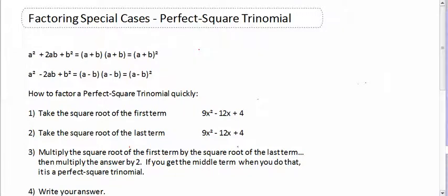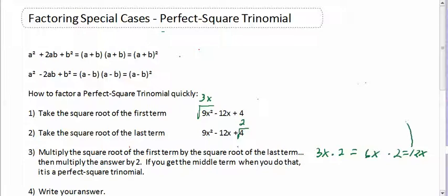Okay, so now that you've copied down the directions, the first one says take the square root of the first term. So we want to take the 9x squared, and the square root of 9 is 3, the square root of x squared is x. Take the square root of the last term, square root of 4 is 2. Then it says multiply the square root of the first term by the square root of the last term. So we're going to go 3x times 2, which is 6x. Then take that answer and multiply that by 2, which is 12x.